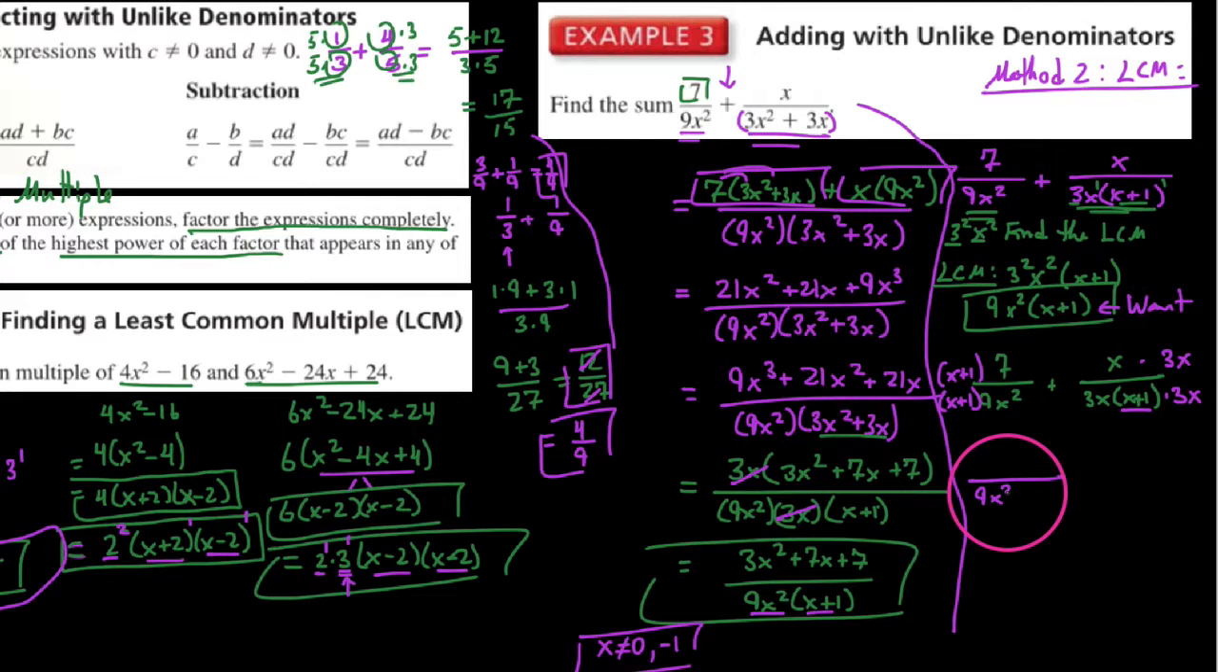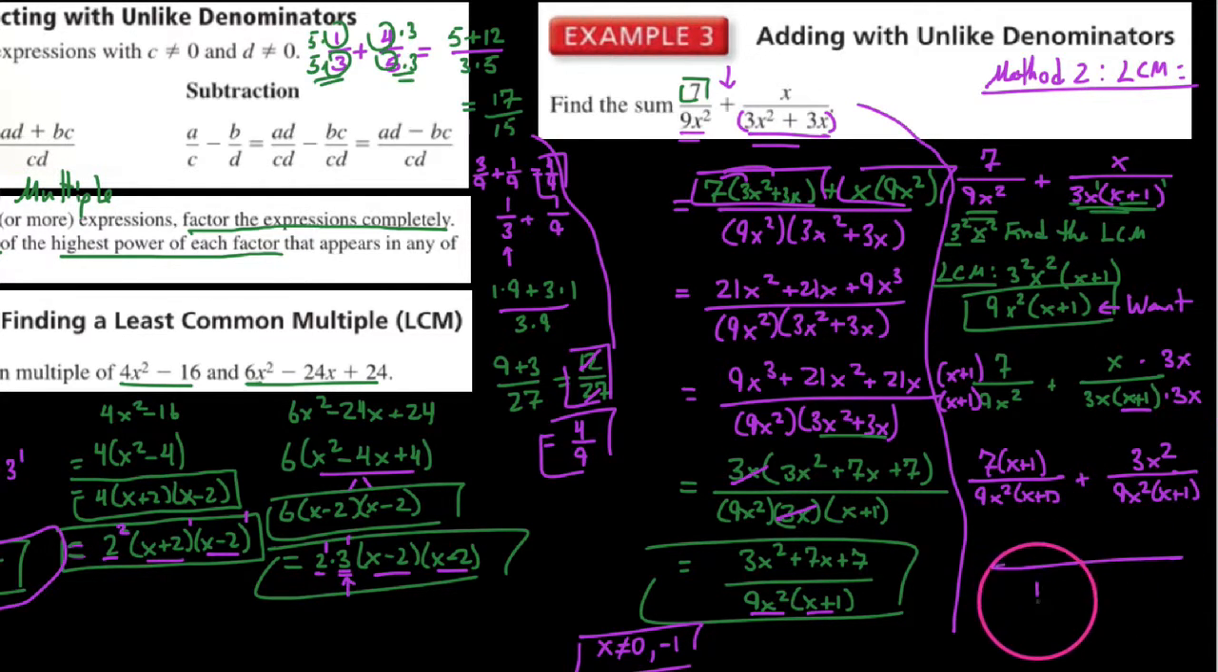We have 9x squared times x plus 1, and on top we get 7 times x plus 1. And this is all now being added to, over here, 9x squared times x plus 1 in the denominator, but on top we get x times 3x, which is 3x squared. So the way this works is now we have the smallest possible common denominator, or least possible common denominator.